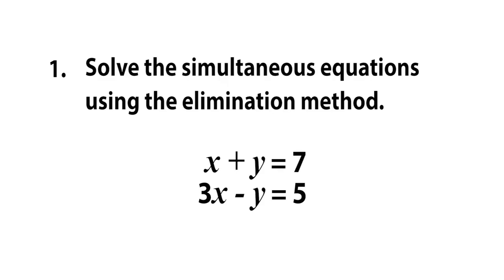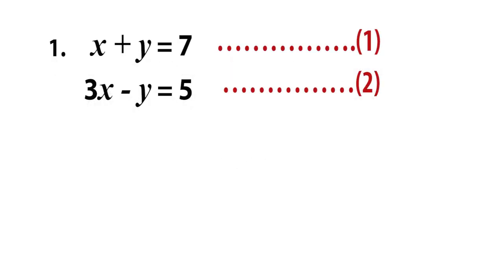Solve the simultaneous equations using the elimination method. x plus y is equal to 7 and 3x minus y is equal to 5. First, let's label the two equations as equation 1 and equation 2. That is, x plus y is equal to 7, equation 1, and 3x minus y is equal to 5, equation 2. Now we have to determine which variable to eliminate with addition or subtraction.